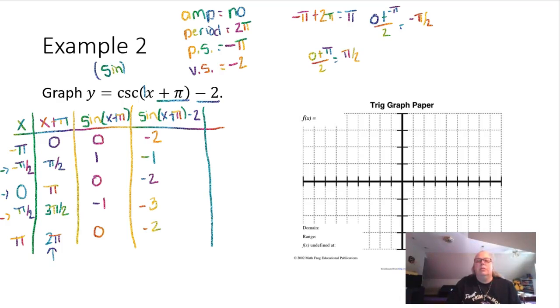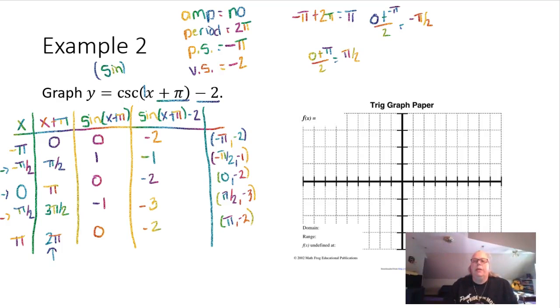Our ordered pairs will be negative pi, negative 2. Negative pi over 2, negative 1. 0, negative 2. Positive pi over 2, negative 3. Pi, negative 2.